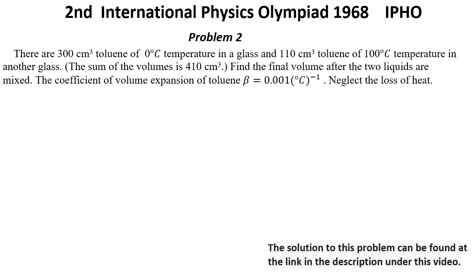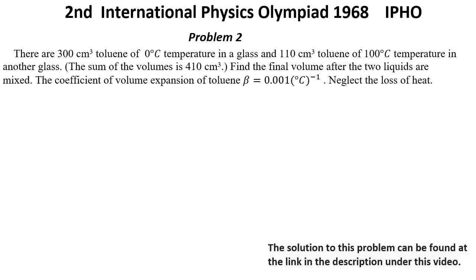Second International Physics Olympiad, year 1968, IPHO. Problem number 2. There are 300 cubic centimeters of toluene of 0 degrees Celsius temperature in a glass, and 110 cubic centimeters of toluene at another temperature in another glass.